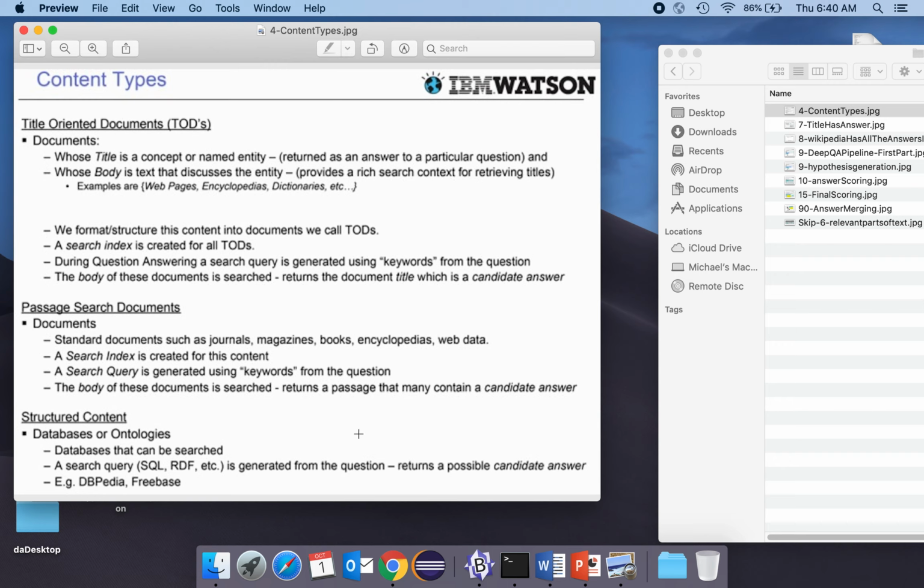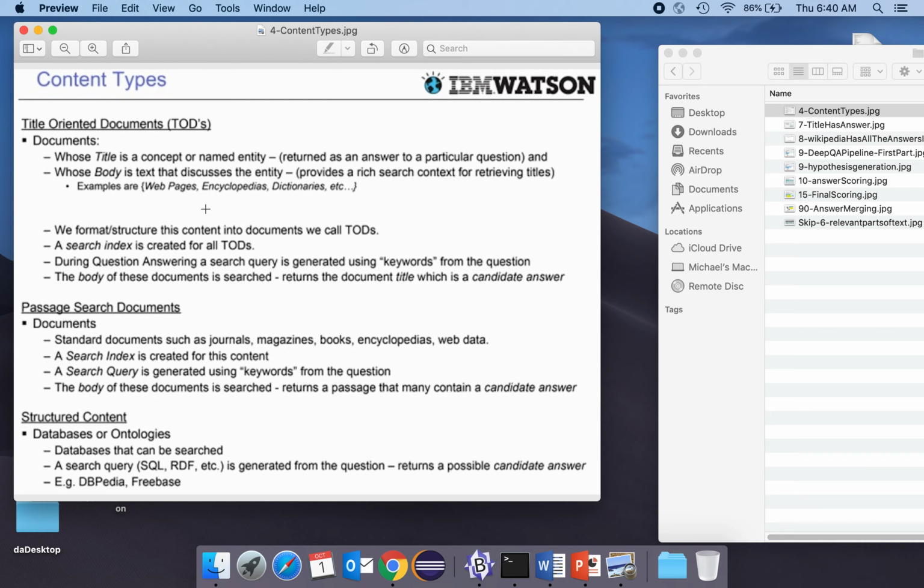So here are three of them, just to give you a sense. One of them they called TODs, Title-Oriented Documents. And the idea is that the title of the document is a concept or a named entity. We'll see an example here in a moment, Merle Haggard is the example we're going to look at, and then the whole body discusses the entity. And by title and body, they literally mean the title HTML tag and the body HTML tag that we have seen. So again, Wikipedia is a great example of this, but there are others.